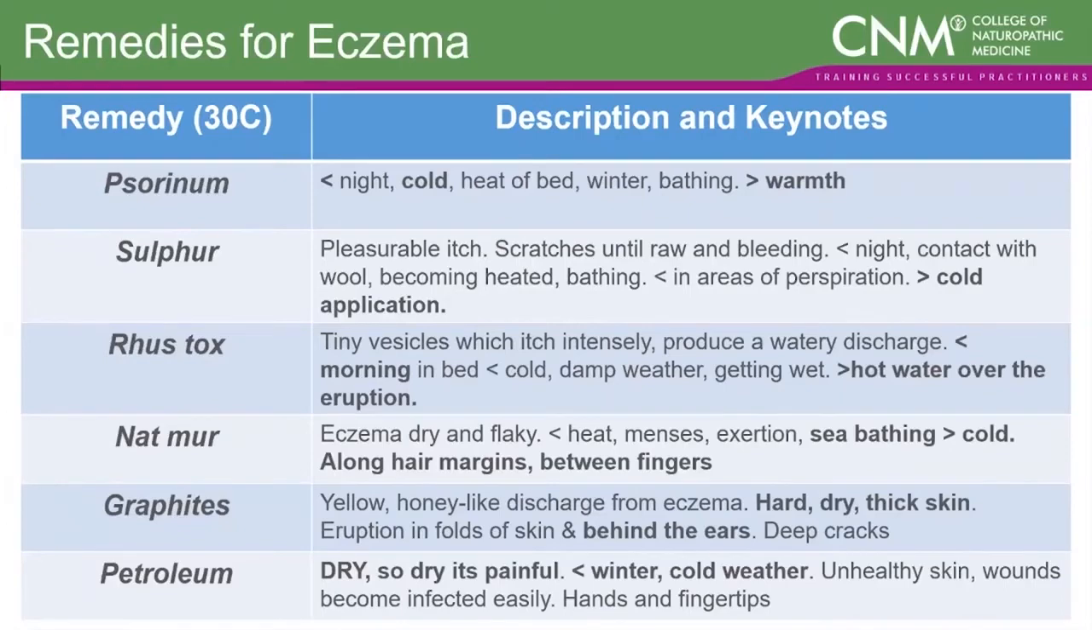So sulfur is the second remedy I'll suggest here. And sulfur is probably one of the most commonly used remedies for eczemas, and in fact with all the atopies. So sulfur is used quite a lot with eczemas, hay fever and asthma. We often describe the eczema of a sulfur patient as a kind of voluptuous, pleasurable itch.